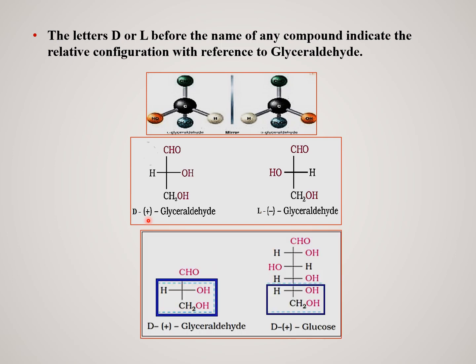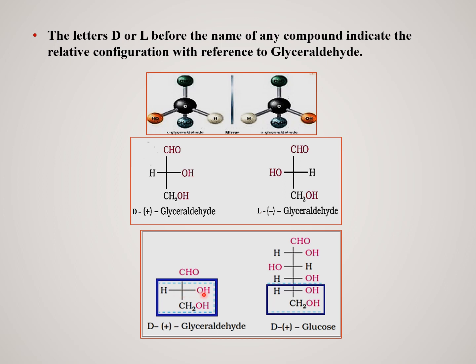So glyceraldehyde was taken as a reference by Emil Fischer. So we are by convention continuing to use that as the reference compound. If you observe the highlighted part which is seen here, in the case of glyceraldehyde, the carbon which is chiral, the second carbon atom, has OH on the right side.